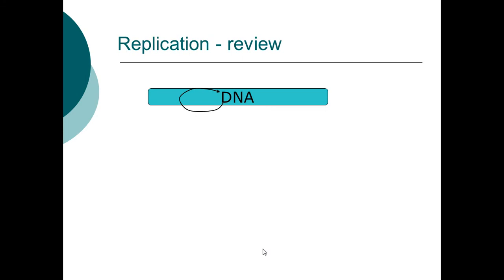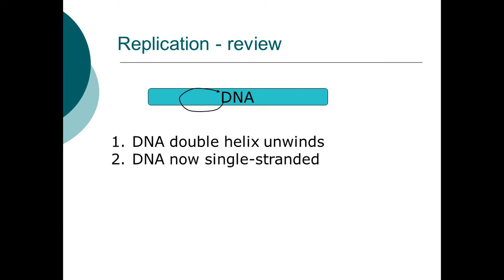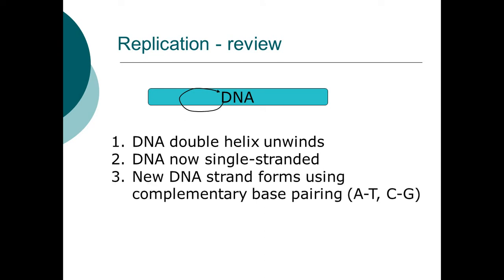Here is a review of replication. DNA, the arrow here means that DNA makes a copy of itself. In this process, the double helix or the ladder unwinds, it untwists. DNA is now single-stranded because the ladder gets split in half. And then a new DNA strand forms using the complementary base pair rules of A, T, C, and G. A goes with T, C goes with G. And then you have 2 copies of the same DNA.